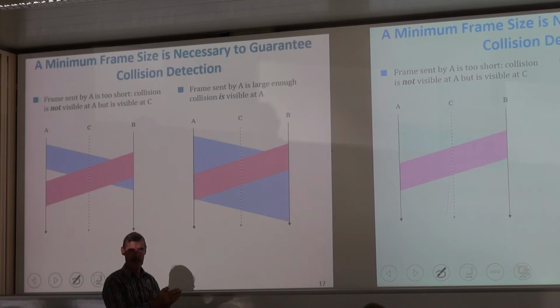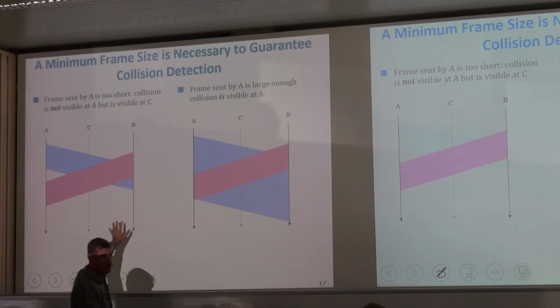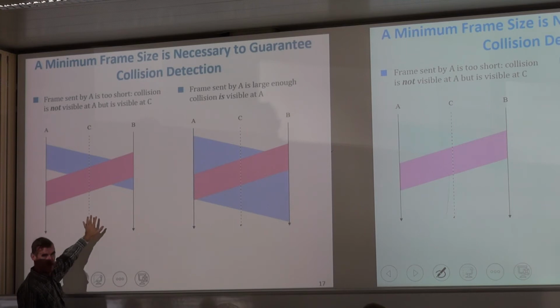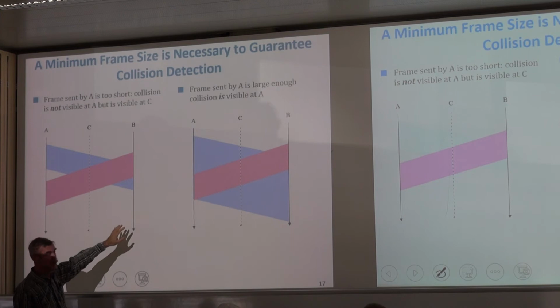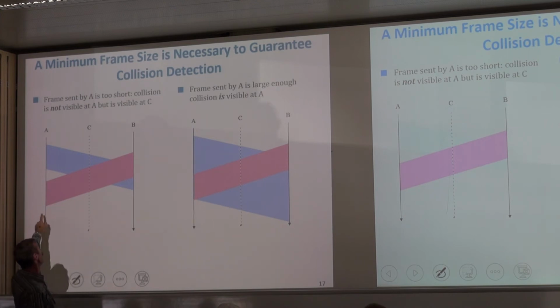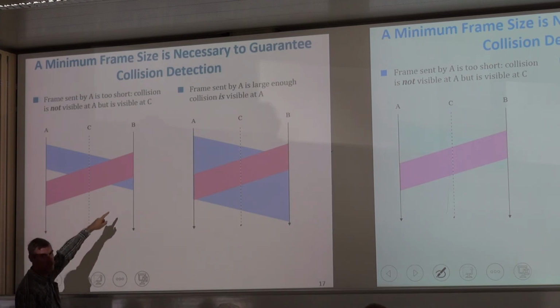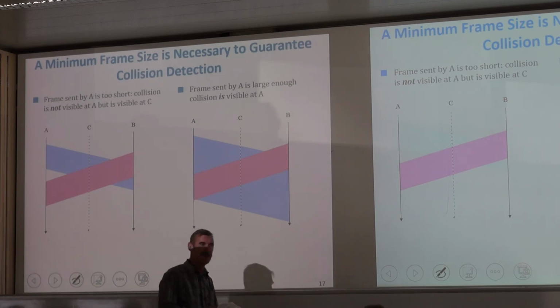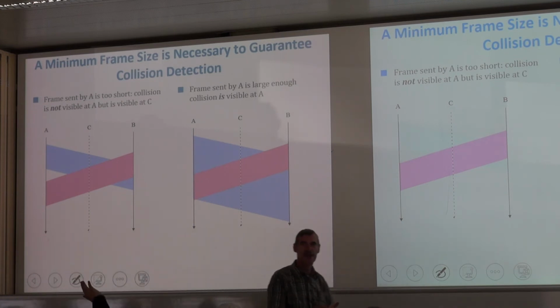So if that case happens on the left, the collision detection mechanism failed. A and B both think they successfully sent, but it's not true. B managed to send to A, but A didn't manage to send to B nor to C. So that's, in some sense, a bug in the algorithm.